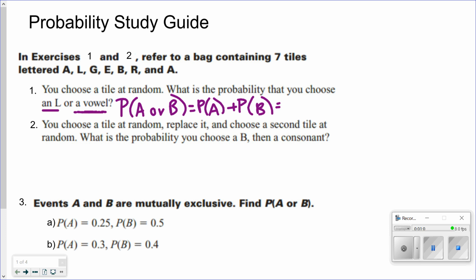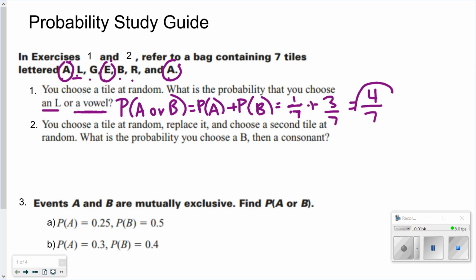So we would use the equation: probability of A or B is equal to the probability of A plus the probability of B. Event A is choosing an L. What's the probability of choosing an L? There's only one L out of a total of 1, 2, 3, 4, 5, 6, 7 letters, so 1 out of 7. Plus the probability of choosing a vowel. Well, A is a vowel, E is a vowel, and A is a vowel, so there are 3 of them, so 3 out of 7. We just add those up, and we get that our probability is 4 out of 7.